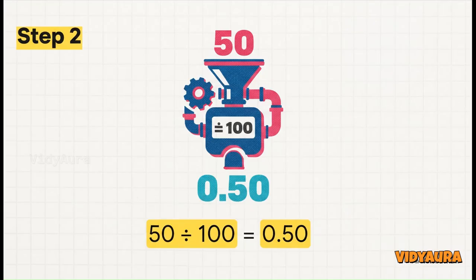And now for the second and final step. We take our number, 50, and we do what? We divide it by 100. So 50 divided by 100 gives us 0.50. And just like that, mission complete.